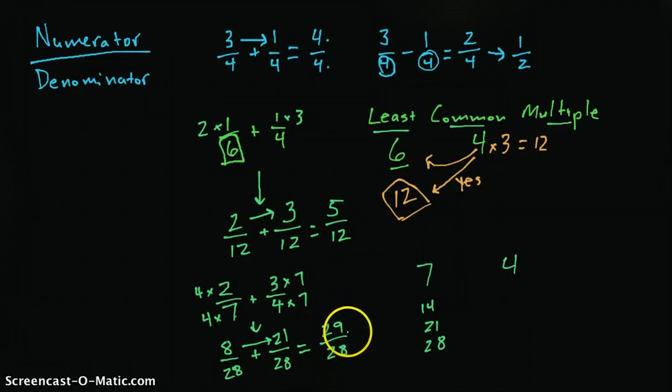It is okay that our numerator is higher than the denominator. We'll leave that for now, and we'll touch on that in a later section. But that is how we add fractions, especially looking at denominators that are not the same to start.